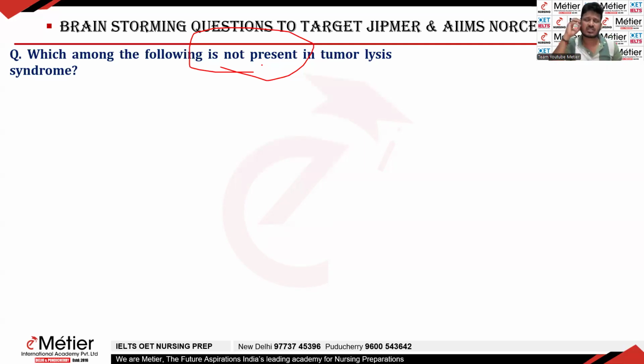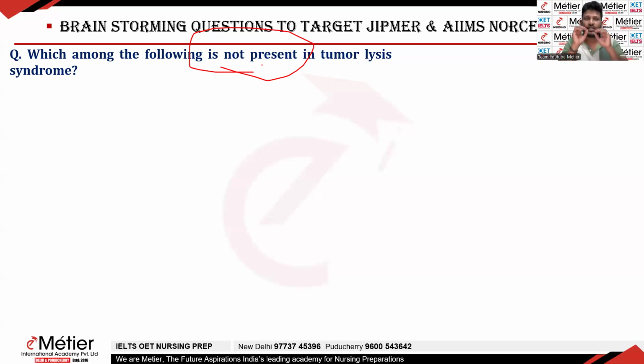Tumor lysis syndrome. Consider that a group of cancer cells is suddenly broken, and potassium, phosphorus and uric acid all come into the blood. So hyperkalemia, hyperphosphatemia and hyperuricemia will be there, right? Such sudden changes affect the body, and the patient can even go into cardiac arrest. All these things should come to your mind when you hear the words tumor lysis syndrome.